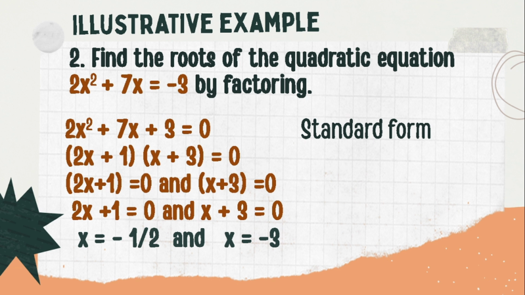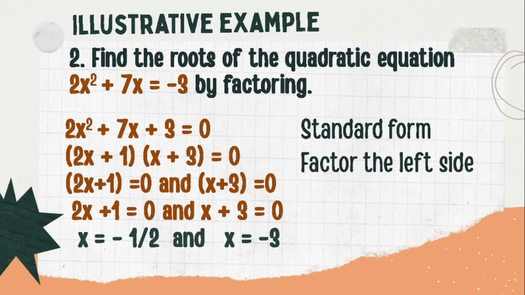Now, you want to factor the quadratic expression 2x squared plus 7x plus 3. To do this, look for two numbers that multiply to the product of the leading coefficient, which is 2, and the constant term, which is 3. Additionally, these two numbers should add up to the coefficient of the linear term, 7. So therefore, we will come up with the quantity of 2x plus 1 times the quantity of x plus 3 is equal to 0 as the factored form.